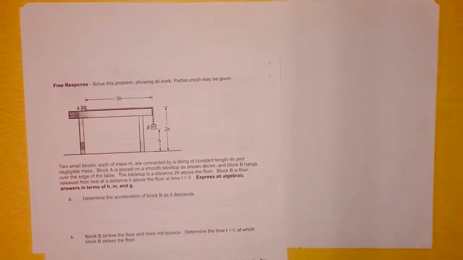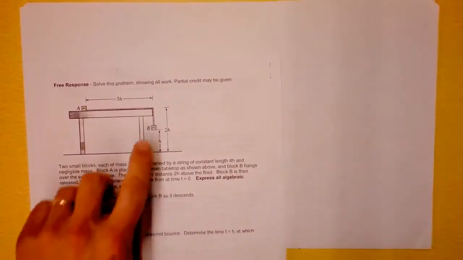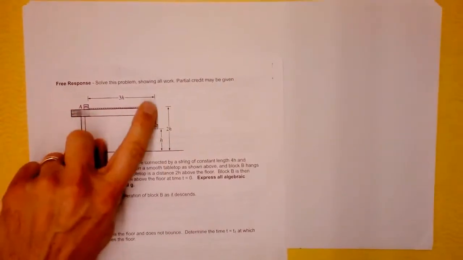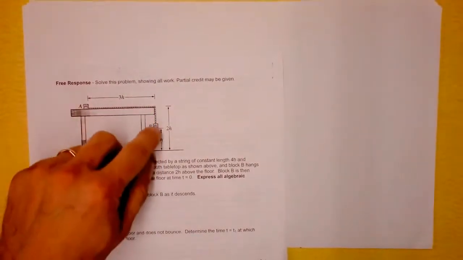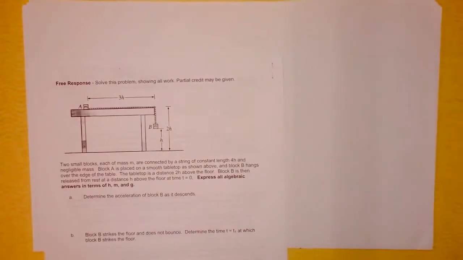What is the total length of rope? 4h. The rope is 4h long, so we've got 3h for block A to travel before it reaches the edge of the table, and we've got 1h for block B to travel before it hits the floor. And they're gonna ask us some questions about what's going on, right? First question, determine the acceleration of block B as it descends.